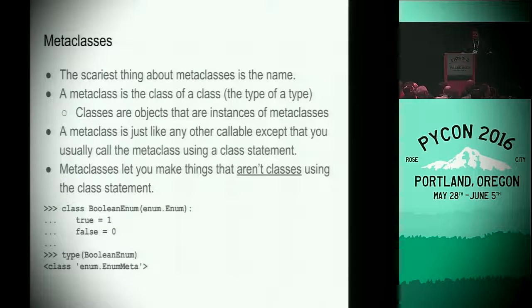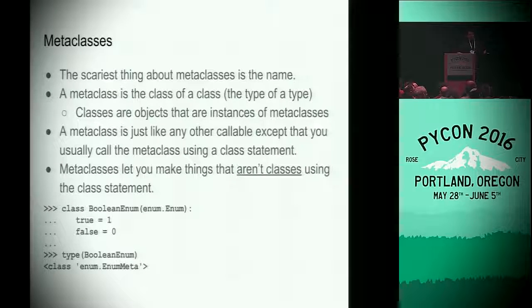In a lot of ways, the scariest thing about metaclasses is the name. The API is also a little scary, but a lot of people are overly intimidated by them. So a metaclass is just the class of your class, the type of your type. A class, just like everything else in Python, is just an object. So obviously, it's going to have a class. It's going to be an instance of a class. And that's what metaclasses are.